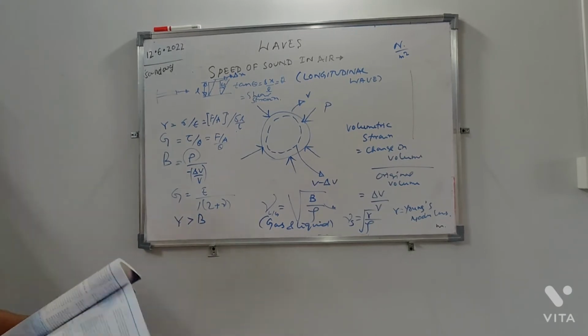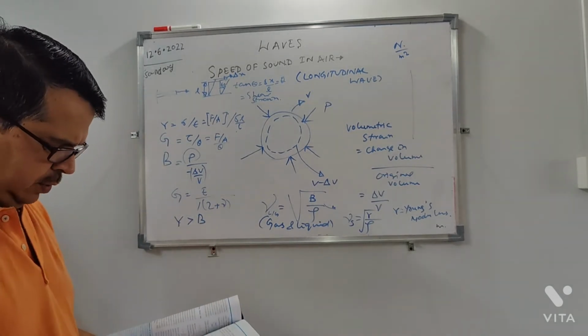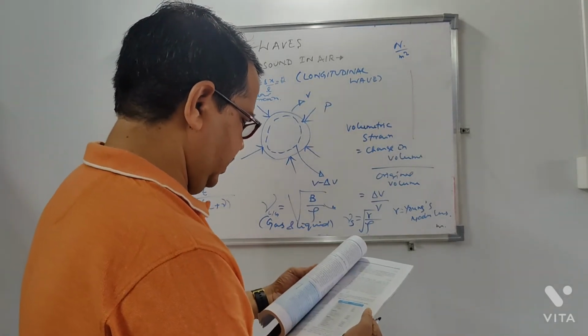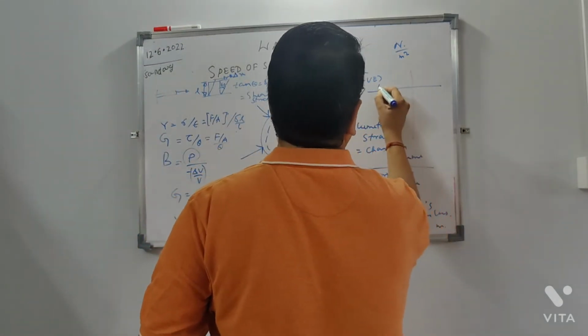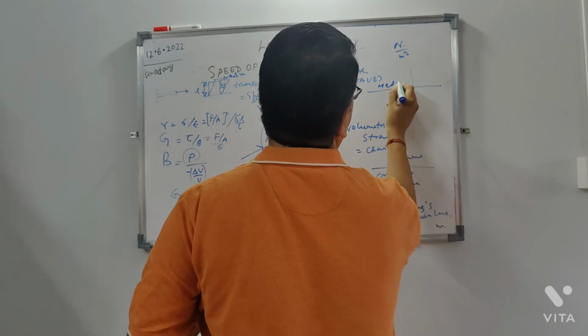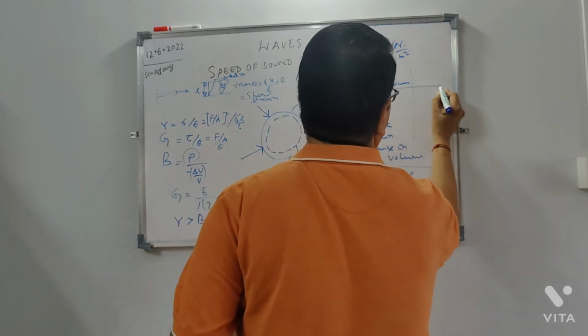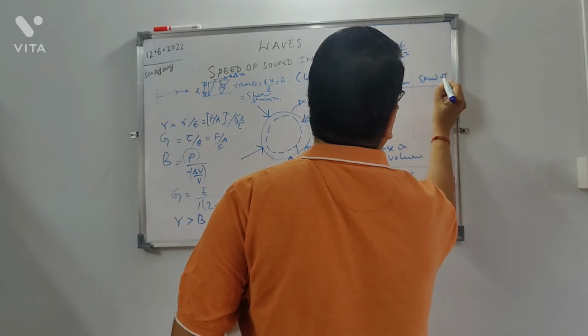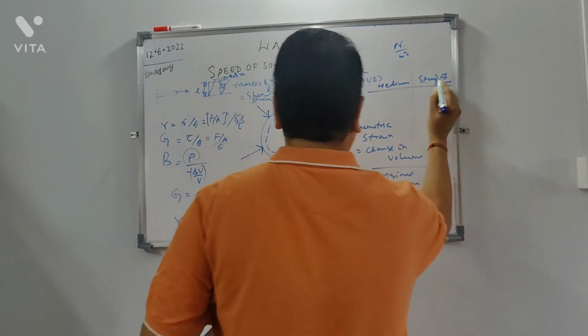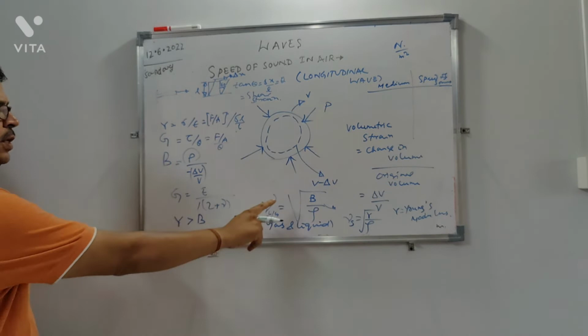So we will take some typical values of velocity of sound in different material media. Let us say on the left side I have the medium, and on the right side I have the speed of sound. So just remember, speed of sound is this.